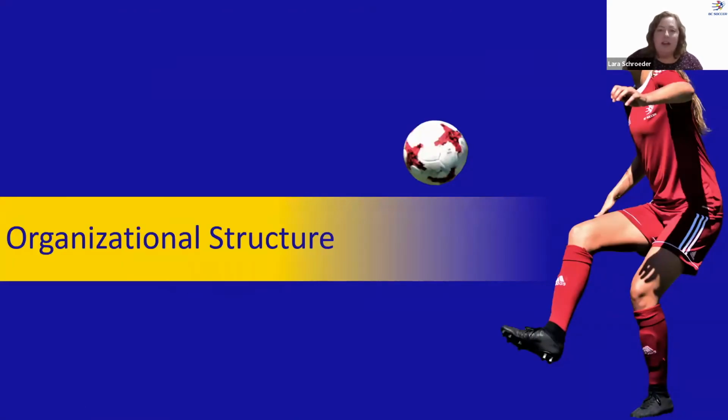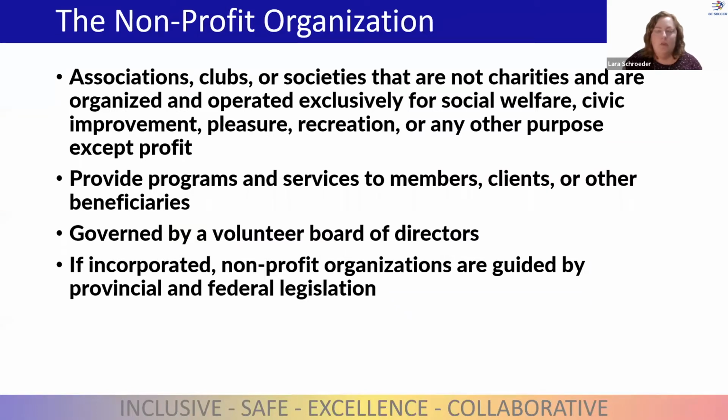So let's first get acquainted with the organizational structure of a nonprofit. With the nonprofit organization specifically, according to the Government of Canada, a nonprofit here is defined as an association, club, or society that is not a charity and is organized and operated exclusively for social welfare, civic improvement, pleasure, recreation, or any other purpose except for profit. They provide programs and services to members, clients, or beneficiaries. Nonprofit organizations are governed by a volunteer board of directors, and if they are incorporated, which generally larger organizations are, they are guided by provincial and federal legislation. And actually, even if you're not incorporated, you are expected to maintain those principles as well.